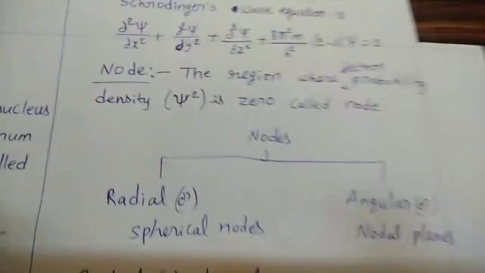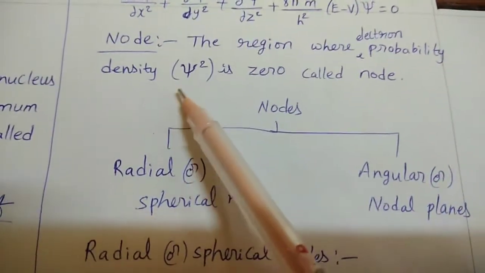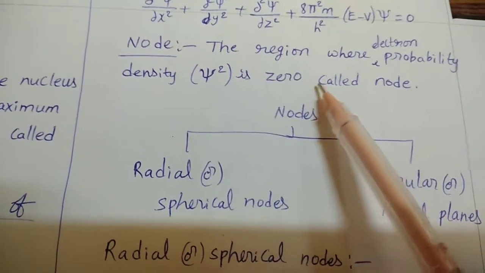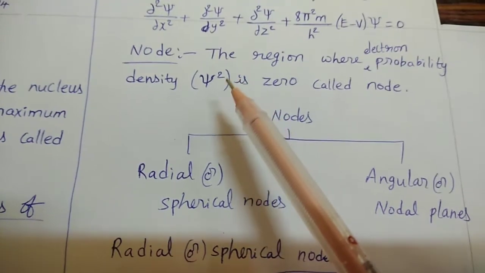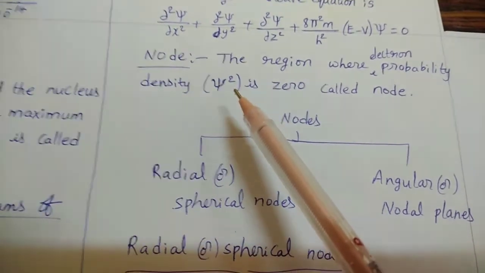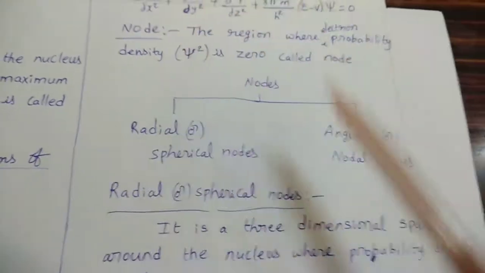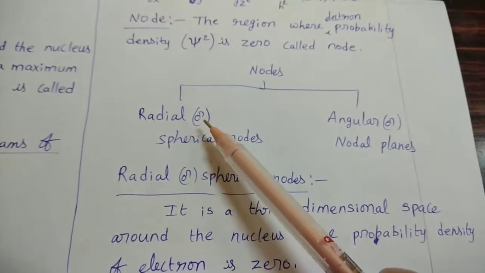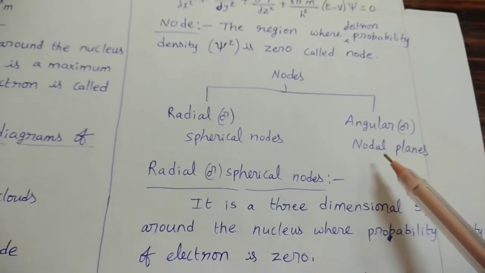See this node definition. The region where the electron probability density ψ² is 0 is called a node. At a particular place around the nucleus, we cannot find the electron; that is called a node. These nodes are of two types: radial nodes or spherical nodes, and angular nodes or nodal planes.